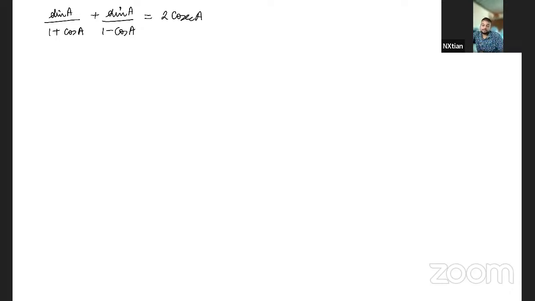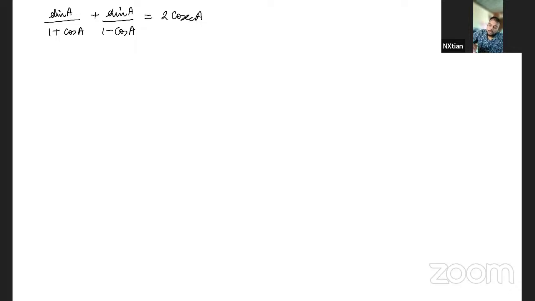This is the question: sin A upon 1 plus cos A plus sin A upon 1 minus cos A is equal to 2 cosec A. Now this question is given. How to solve this question? How will you solve this?